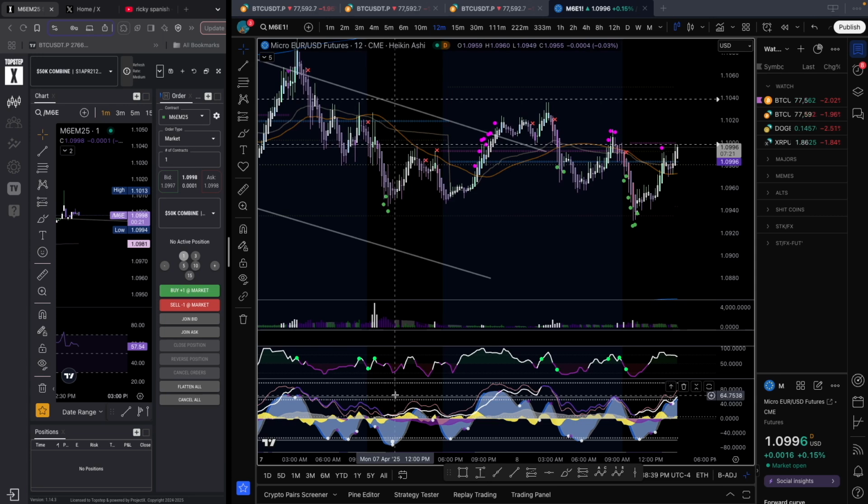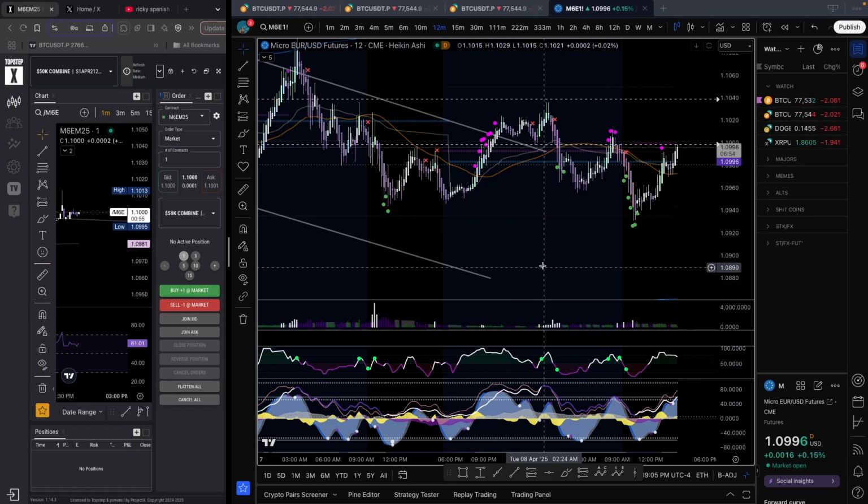Like right here, it printed the continuation down, and then Market Cipher printed a long. It wasn't a good long, so I wouldn't have taken that. But right here, showing price getting exhausted, Market Cipher showed you, hey, get long. But yeah, this is not about Market Cipher.